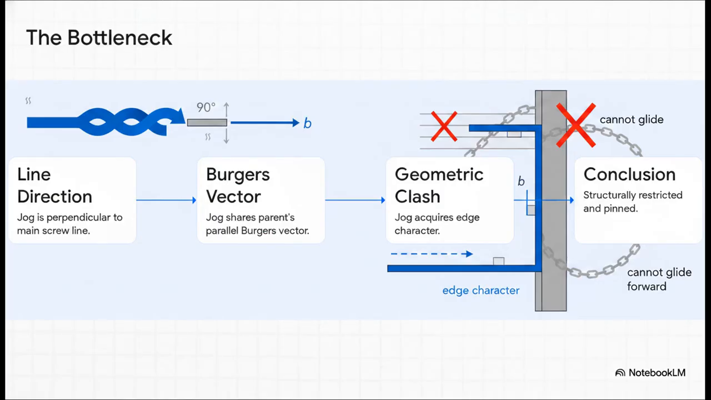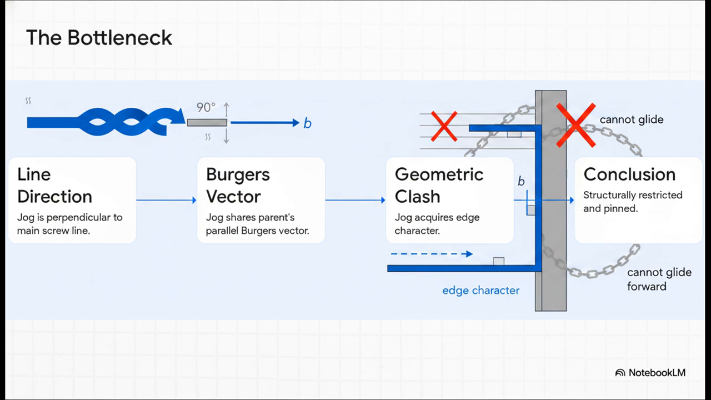Follow the logic with me here. Step 1. The new jog segment is positioned perfectly perpendicular to the main screw dislocation line. Step 2. Because of that golden rule we talked about earlier, the jog shares the parent's parallel Burgers vector. Step 3. This is where we hit the geometric clash. Because the jog segment is strictly perpendicular to its Burgers vector, it magically acquires edge character. And finally, step 4. The conclusion.